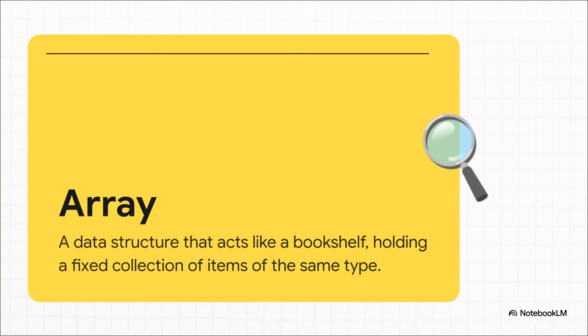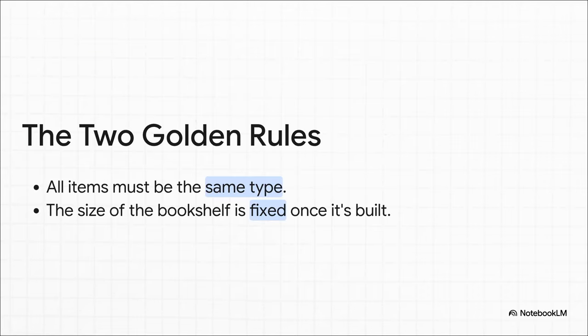That bookshelf has a name. It's an array. At its core, it's just a data structure that holds a collection of items, just like a shelf holds a bunch of books. It's the single container we need for all those student scores. But this bookshelf of ours has two golden rules you absolutely have to follow. First, everything you put on it has to be the same type. You can't mix numbers and text, just like you wouldn't mix your textbooks with your potted plants. And second, once you build the bookshelf, its size is totally fixed. You can't just tack on extra shelves later.